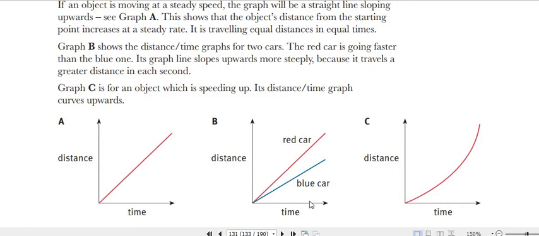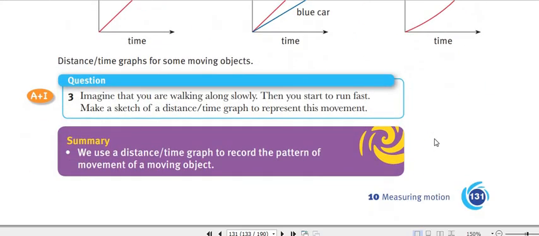Here we have two cars, red car and blue car. From this chart or from this graph you can tell the red car travels or is going faster than the blue one. Why? Because the line here slopes upward more steeply, فهو مبين إنه أعلى من البلو car. And graph C for an object is speeding up, يعني بلش بطيء بعدين بلش يصير أسرع. So that means it's traveling greater distances with time.